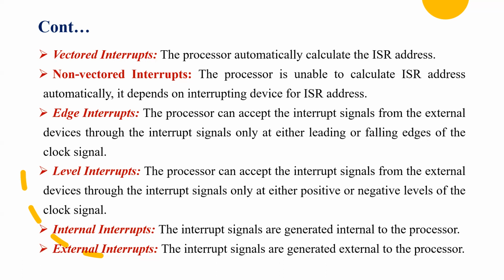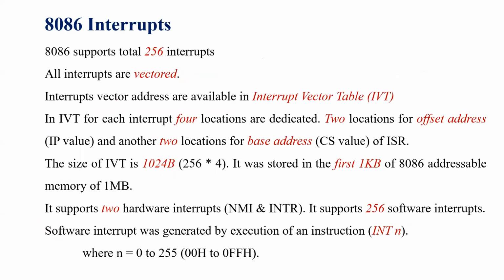If you say an interrupt is internal, the interrupt signal generation was done internal to the processor, that is inside of the processor. If an interrupt was generated inside of the processor, such interrupts we consider as internal interrupts. If the interrupt generation is done outside of the processor, that is external to the processor, such interrupts we consider as external interrupts. Like this, we have different varieties of interrupts.